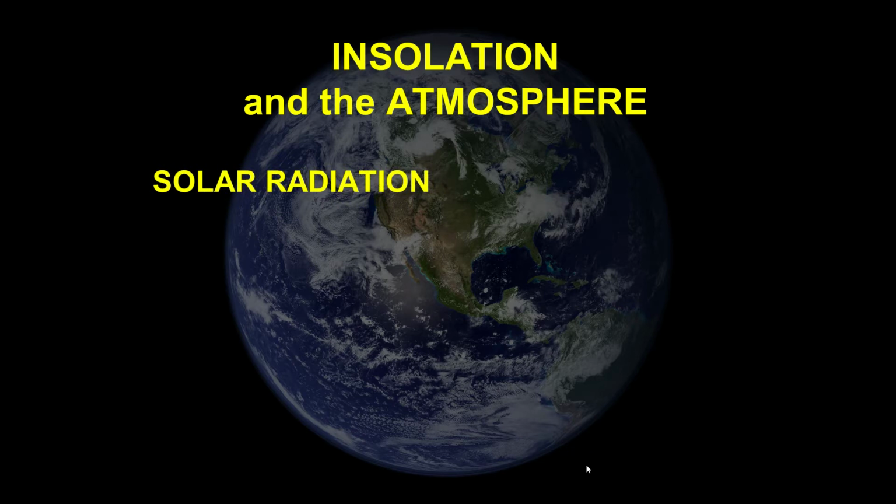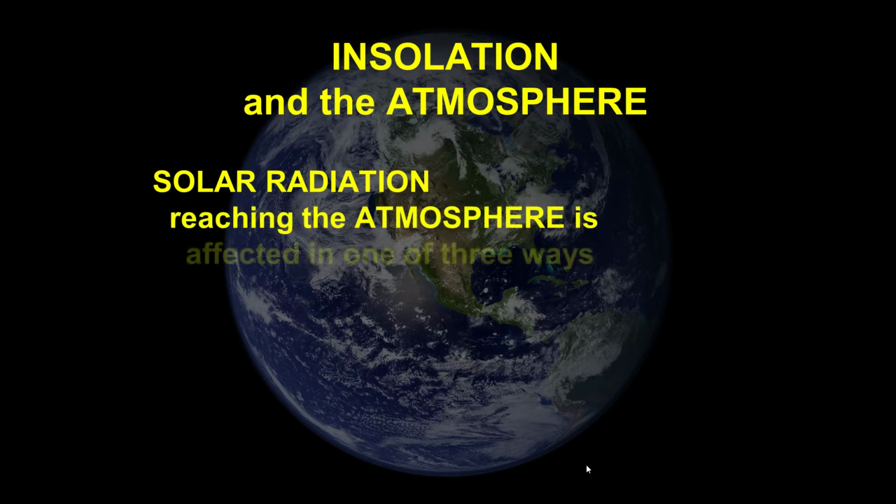So, now I need to talk about that insolation when it gets to the Earth's atmosphere. The sunlight that gets to the atmosphere versus the sunlight that gets through the atmosphere and to the surface is not the same. The atmosphere acts like a giant pair of sunglasses for us, and it filters out some of those harmful rays. So, solar radiation reaching the atmosphere is affected in 3 possible ways when it gets to the atmosphere.